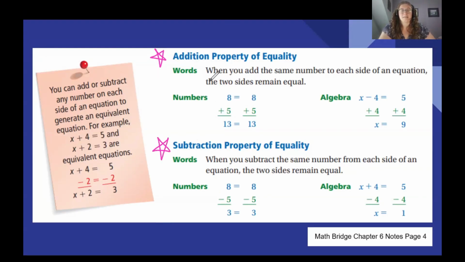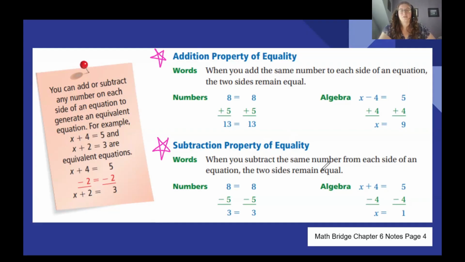That if we add something to one side of the scale, we have to add it to the other side of the scale, and our equation will stay in balance. So just like 8 is the same as 8, 8 equals 8, if we add 5 to both sides, 8 plus 5 is 13, 8 plus 5 is 13. 13 is the same as 13. Well, here we have x minus 4 equals 5. We added 4 to both sides. X minus 4 plus 4 is just x, right? Any number and its opposite equals 0. 5 plus 4 is 9. So we have solved that x equals 9.